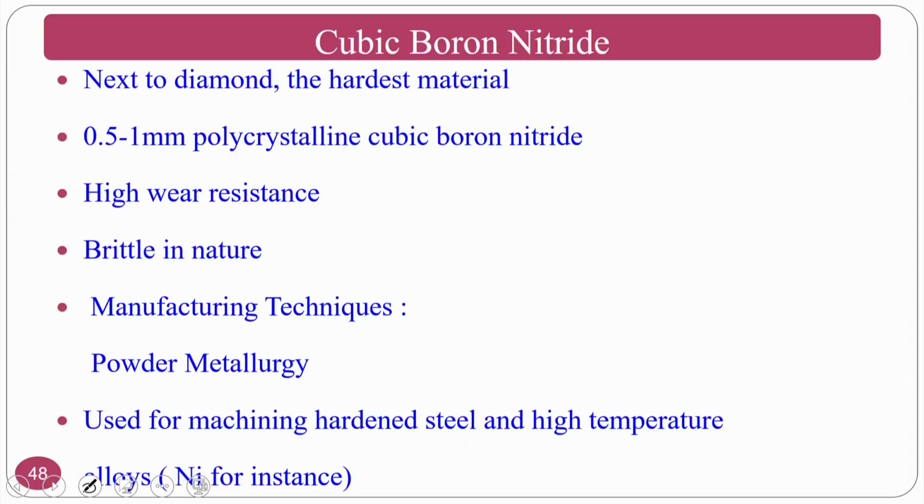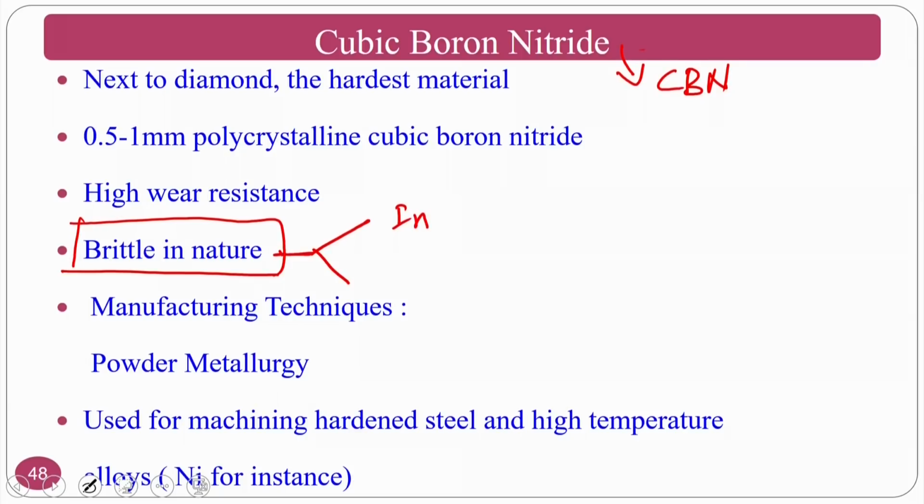The next one is cubic boron nitride, CBN. It is commonly known as the hardest material next to diamond, below the diamond. The 0.5 to 1 mm polycrystalline cubic boron nitride is normally high wear resistant and brittle in nature. This is the only problem, it is brittle in nature and it is a very hard material. So, if it is brittle, intermittent cutting is the problem, and catastrophic failure will take place. It cannot be used for intermittent cutting.